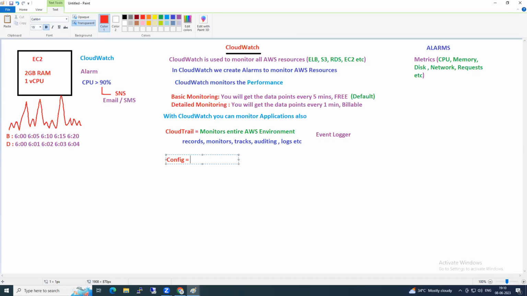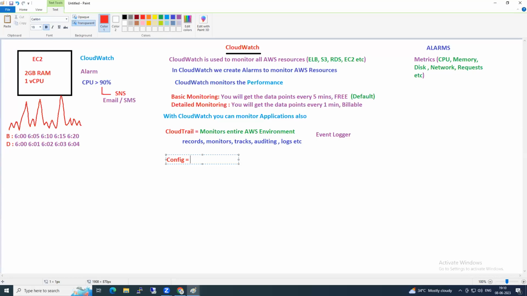Someone has scaled up from 2 GB to 8 GB. Example. Tell me, CloudWatch can observe that? CloudWatch can notify that? CloudWatch will not handle that. And then CloudTrail, this modification is recorded in CloudTrail?